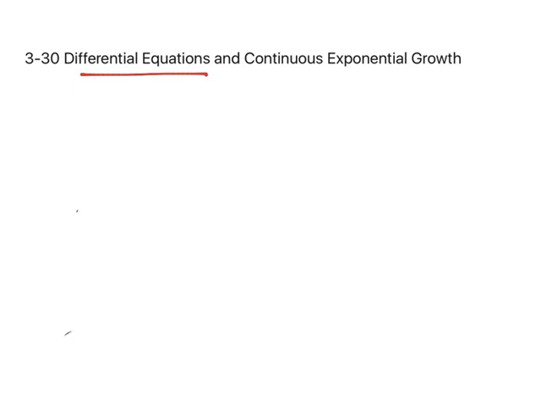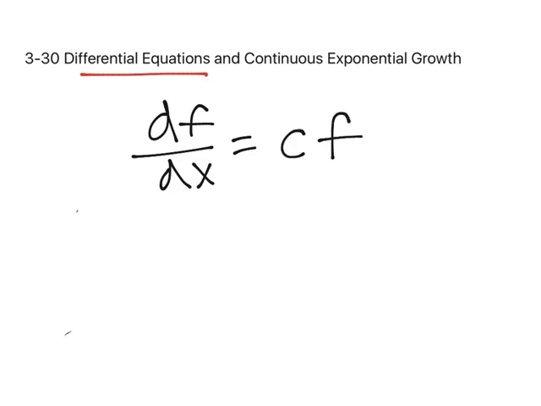So for example, let's say we have something that looks like this. What does this mean? What we're saying is that the rate of change of f is proportional to f itself. What might that look like in real life?